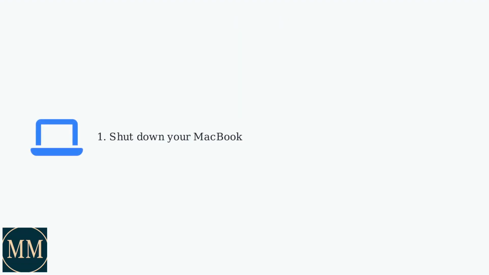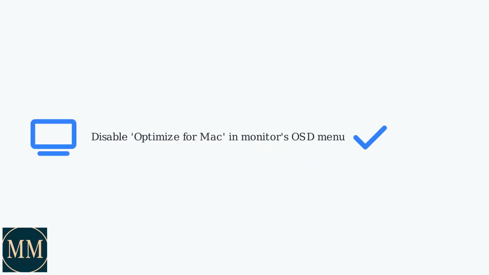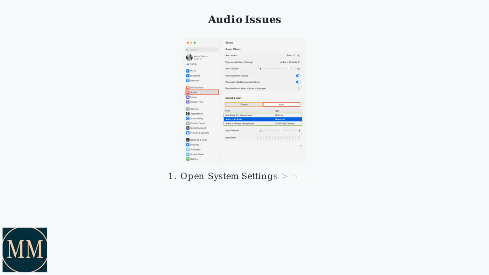Start by shutting down your MacBook completely. Then power it back on while immediately pressing and holding the Option, Command, P, and R keys together for about 20 seconds. For the monitor, access the on-screen display menu and disable the Optimize for Mac setting, as it can sometimes cause conflicts. If you're experiencing audio problems through the monitor's speakers, make sure the correct audio output device is selected in System Settings Sound.